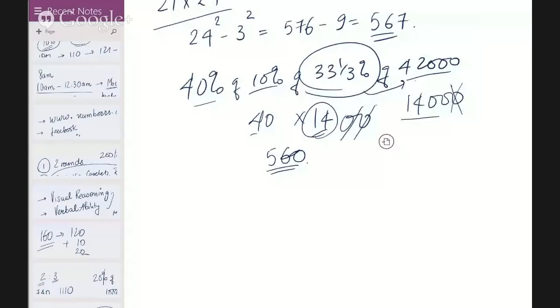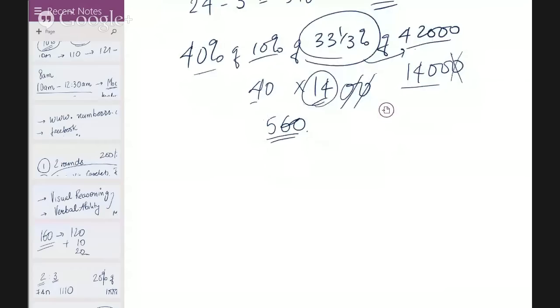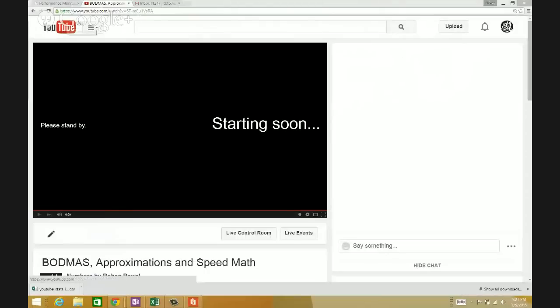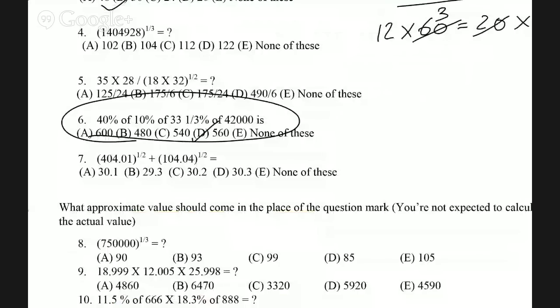So we use 40% of 10% of 33% of 42,000. We're talking about this, okay? So I just repeated that 33 1/3% is basically one third, so it'll become 14,000. 10% will cancel a zero here, and 40% is just multiplying. So the answer in that case is 560.